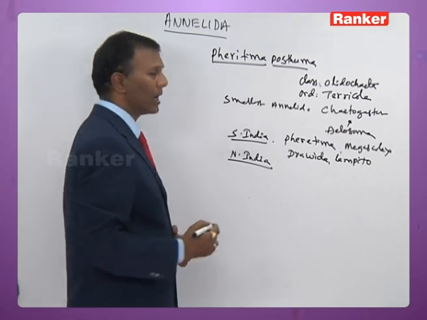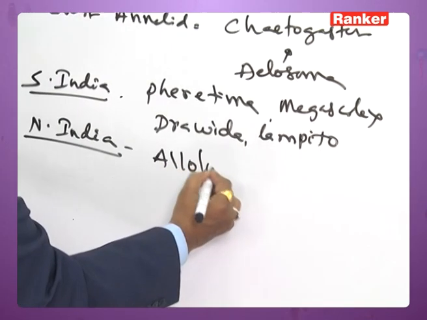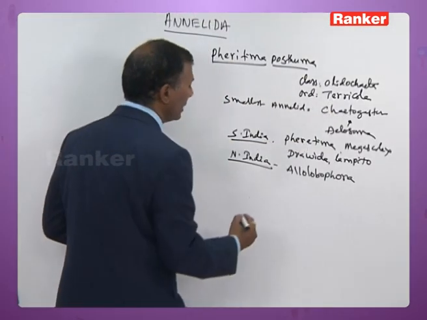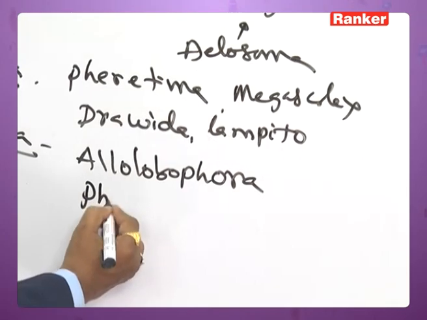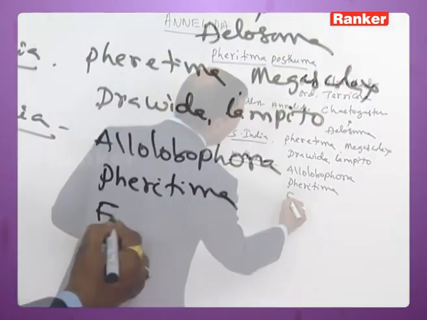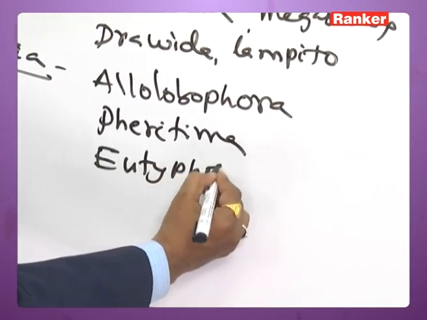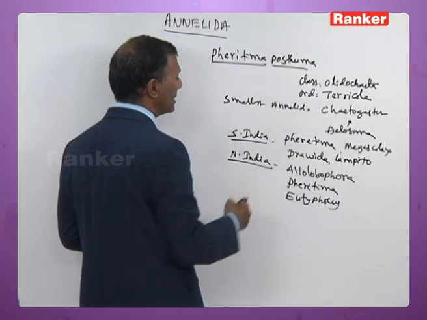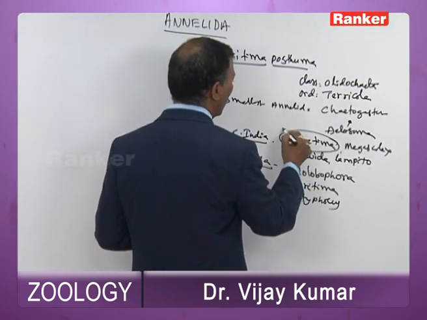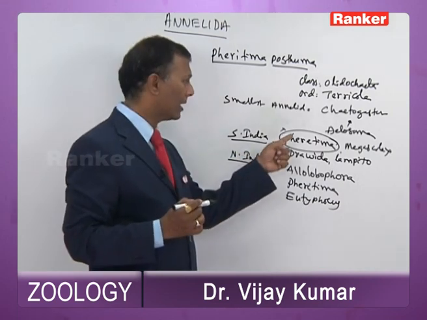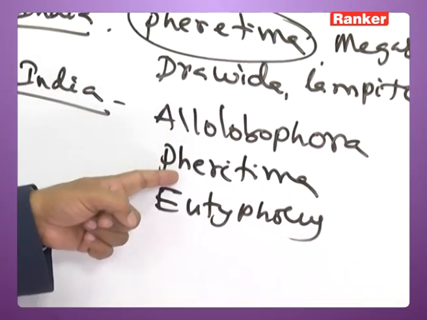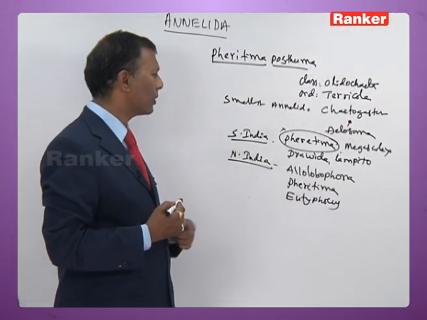The North Indian earthworms are Eutyphoeus, Pheretima, and Lumbricus, which is bioluminescent. So all these three are North Indian earthworms now. So this Pheretima has to be deleted from here. This Pheretima, which I made a mention earlier as South Indian, is not South Indian, it is found in North India.